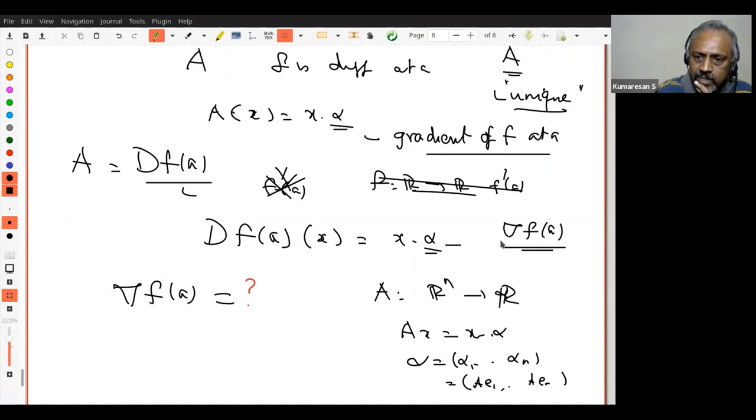Therefore, what is del f at a? This is the gradient of f at a, this is your alpha. Therefore, what is its ith coordinate? The ith coordinate is df_a, that is your capital A, acting on ei. Go slow. Please understand, these are small, very trivial issues.